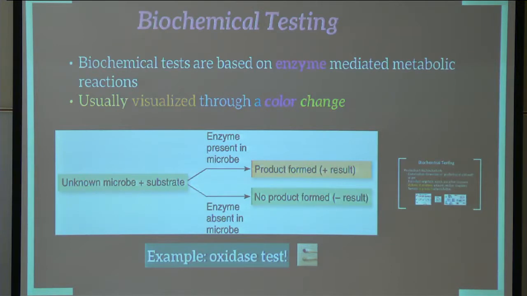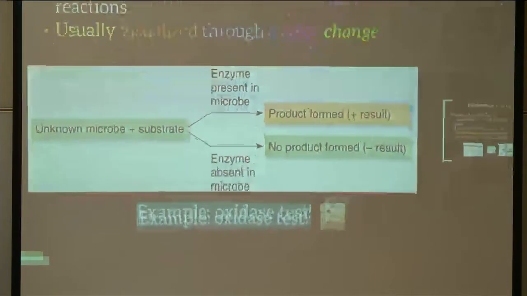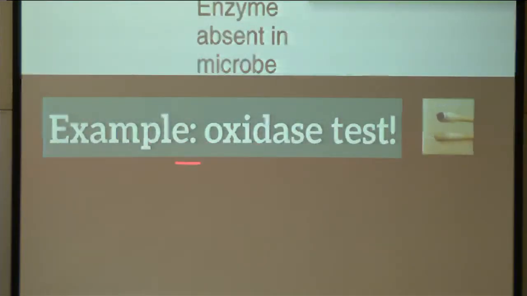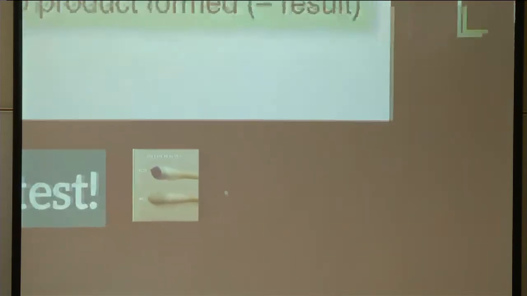Okay, biochemical testing. Again, phenotypic. A lot of these tests, the results are going to be shown with color change. Example is this. What we did with these tubes. We did that oxidase test. Remember, we had the swabs.